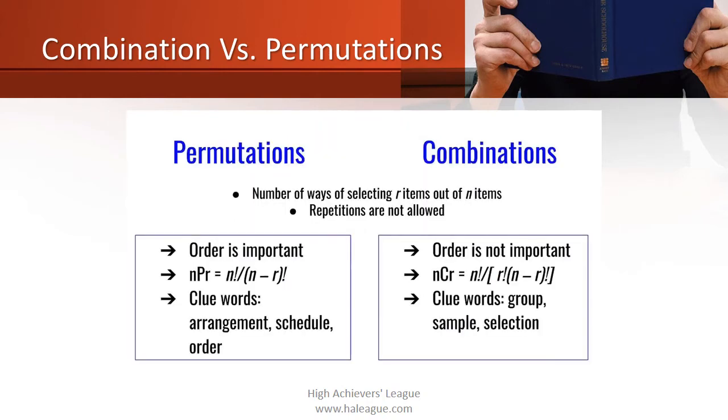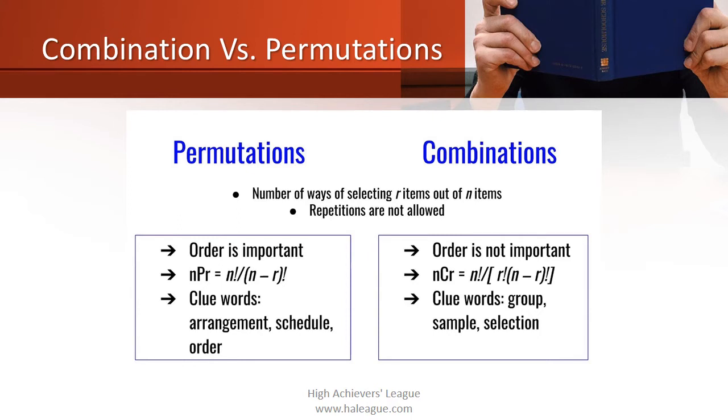All right, so what are permutations? Number of ways of selecting R items out of N items, where order is important. And what are combinations? Number of ways of selecting R items out of N items where repetitions are not allowed. So this means order is not important. So in permutation, order is important. The formula is NPR, which is equal to n factorial divided by n minus r factorial.